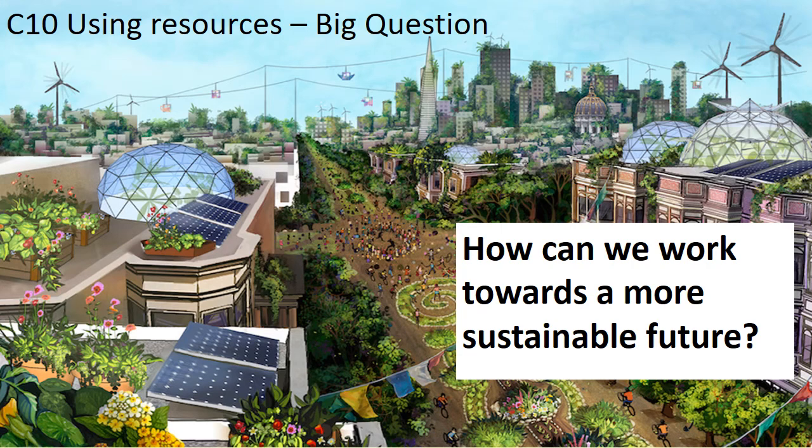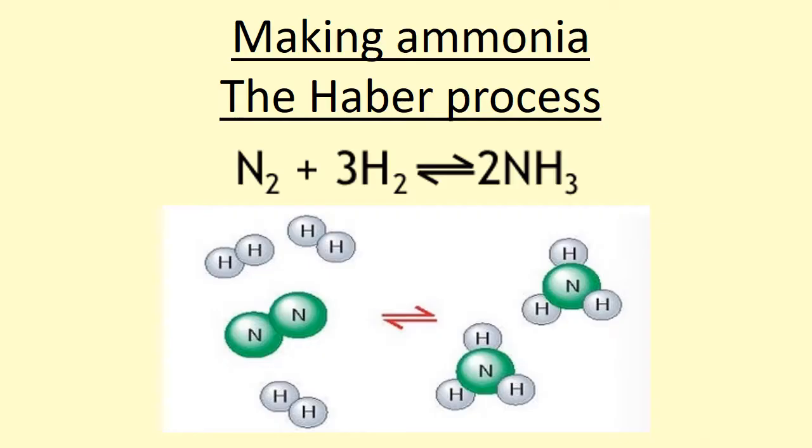So we are continuing with the C10 module, using resources, and we're thinking continuously about how we can work towards a more sustainable future. Today we are looking at a Nobel Prize winning reaction, the Haber process, and making ammonia, which was really important in fertilisers and so feeding the world's population, which I'll link with sustainability.